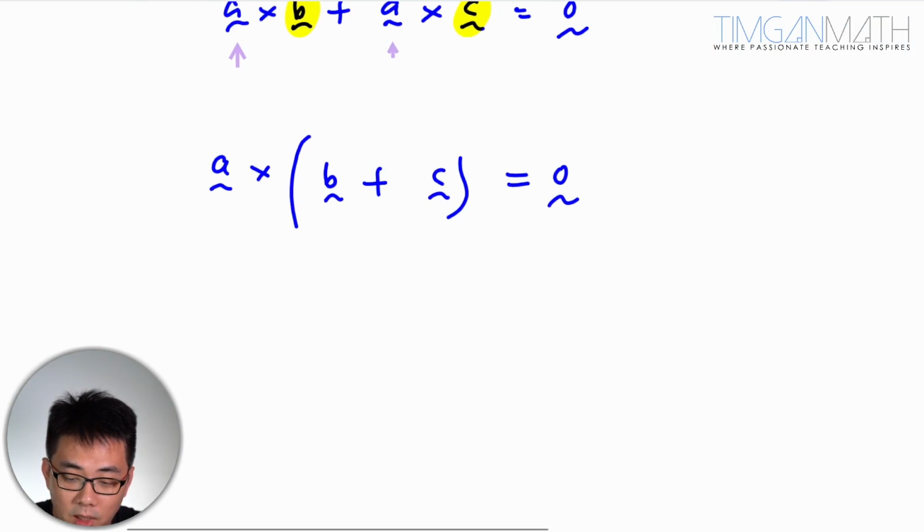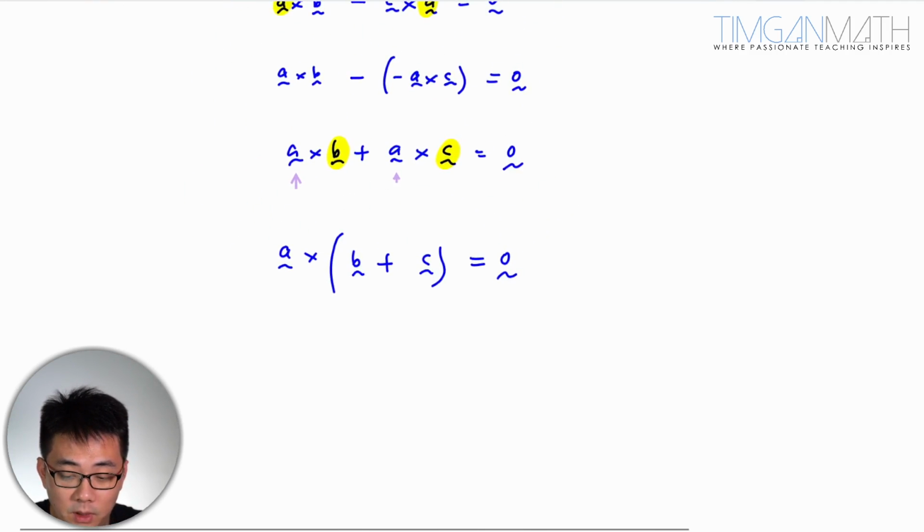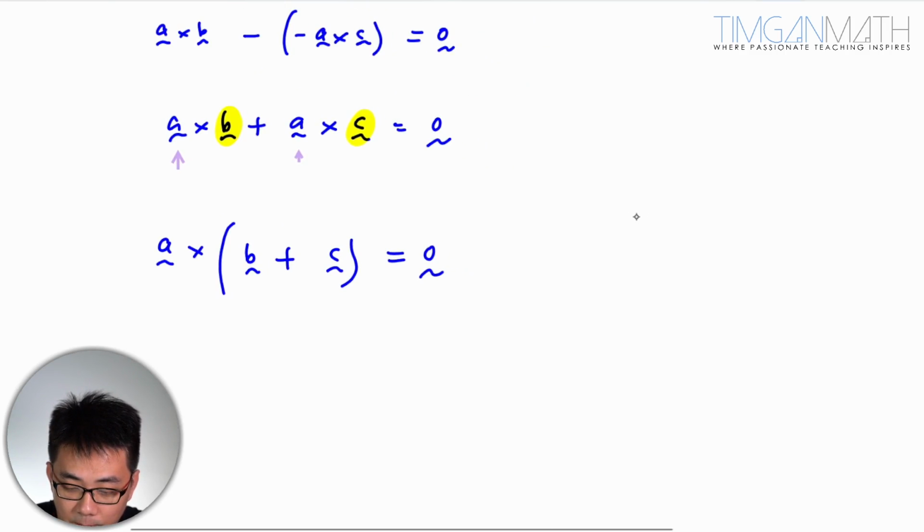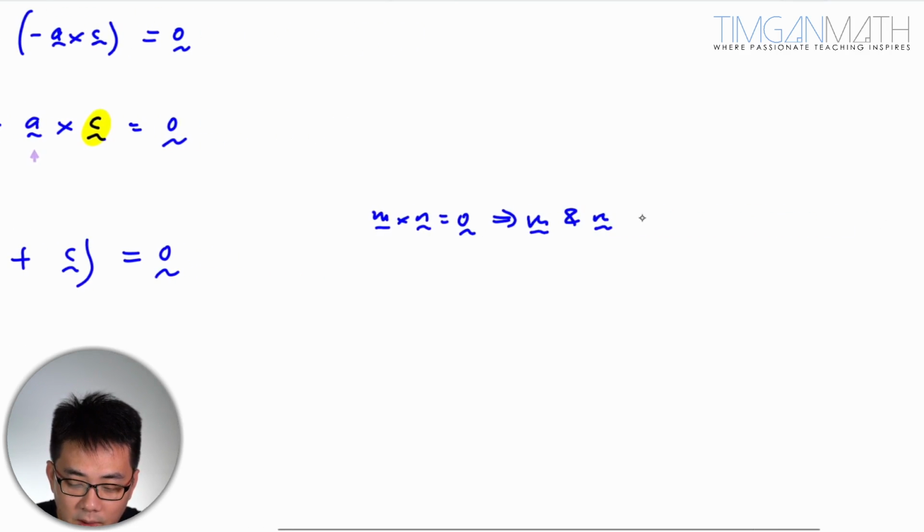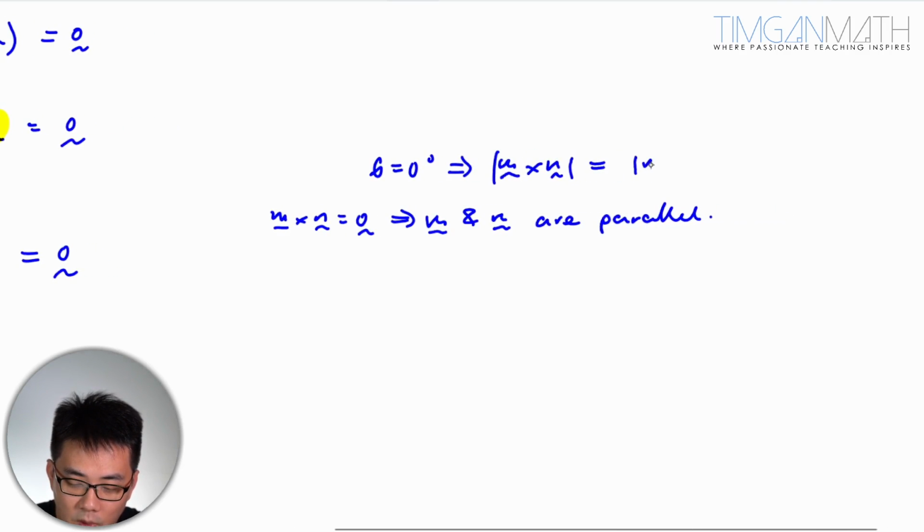This is a vector, this is a vector here, and this is also another vector. So these two vectors, when you cross them, you get a zero vector. Just take note: if M cross N is 0, what we can deduce is M and N are parallel, because of the cross product. When theta is 0, M cross N will just be mod M mod N sine 0, which is actually 0. This is a zero vector here.